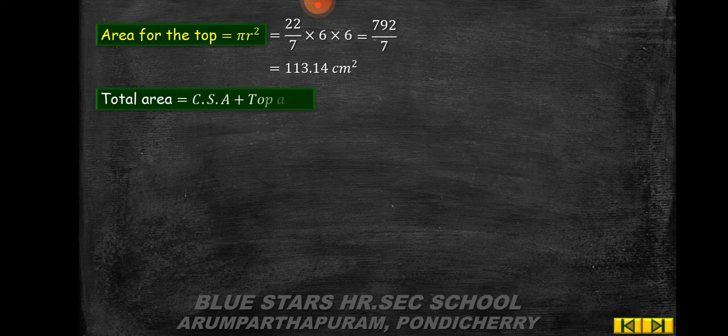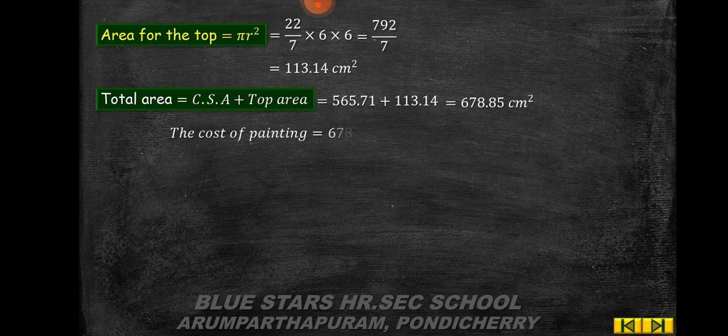Therefore, total area is equal to CSA plus top area, which is equal to 565.71 plus 113.14, which is equal to 678.85 centimeter square. So the cost of painting is equal to 678.85 into 2, because for 1 square centimeter the cost is 2 rupees. So which is equal to rupees 1357.72.